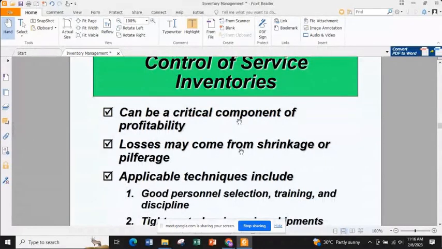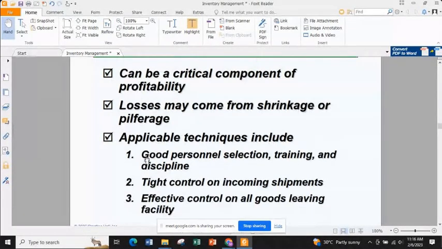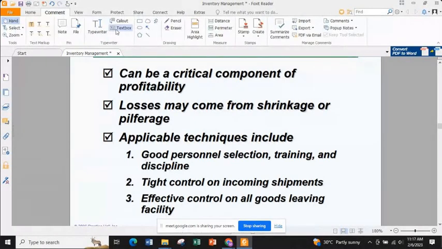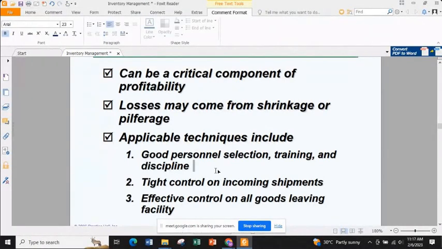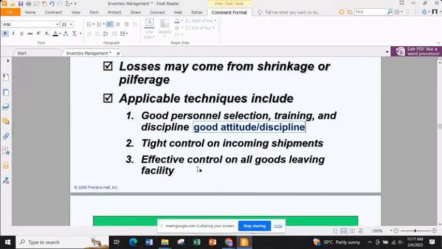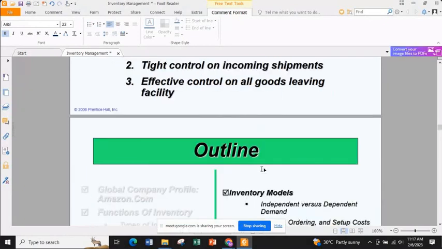Losses may come from shrinkage or pilferage. Applicable techniques include good personnel selection. So if you have training and discipline, in general, you should have good-attitude workers or engineers. I believe all of you, the degree holders, should have a good attitude and good discipline in your career life after this. Tight control on incoming shipments, and effective control on all goods leaving the facility.